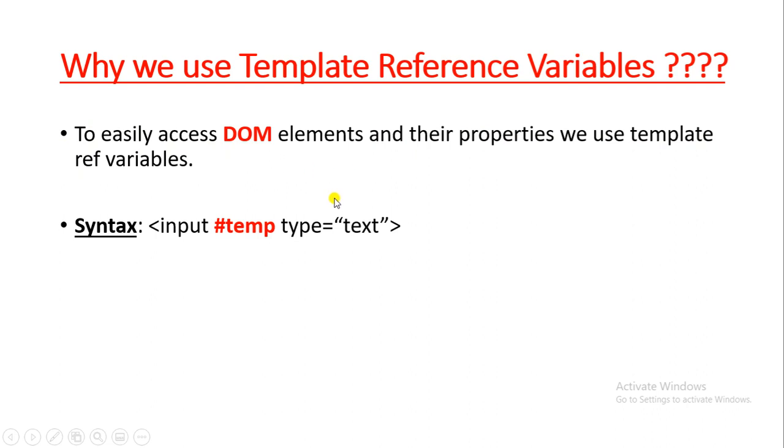Let us consider we have a text box and we want to get the data whatever user has entered in that text box. Then in that scenario we will use template reference variables like this. So here I am having a text box and I am creating a template reference variable by using hashtag followed by the variable name, and by using this variable name I am going to access the data.